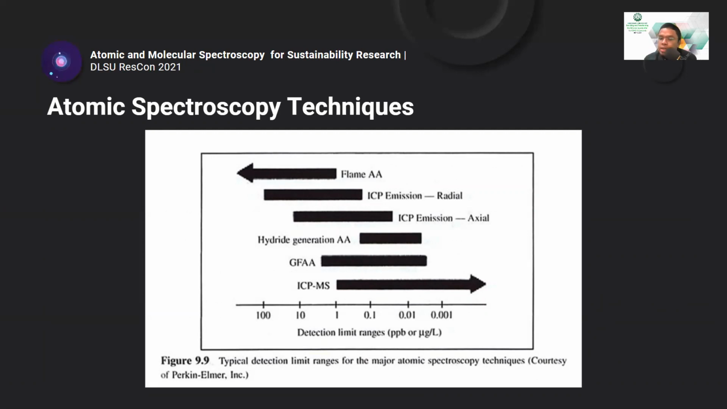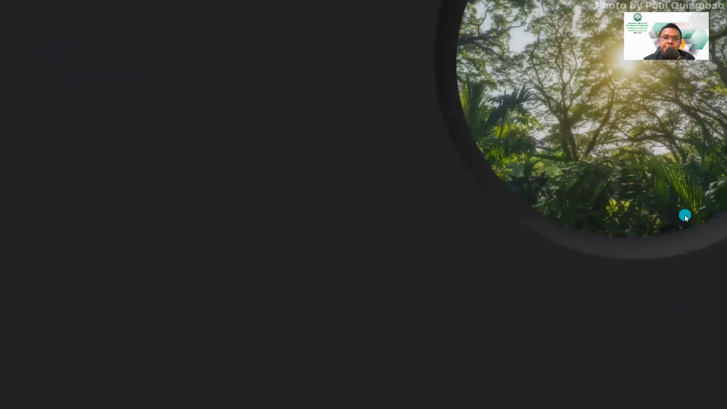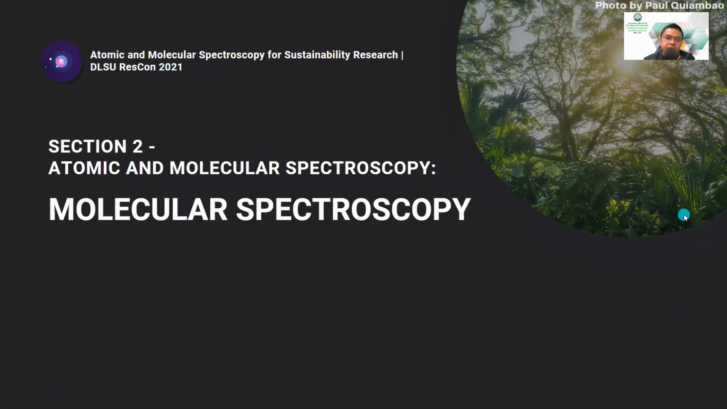And then again, if you're going to purchase, if you're going to require atomic spectroscopy techniques, then you must know these detection limit differences. Now, if you will be requiring very trace level analysis, then contact us kasi meron kaming ICP-MS dito sa CIF, and just send us an email at cif@dlsu.edu.ph for more details.